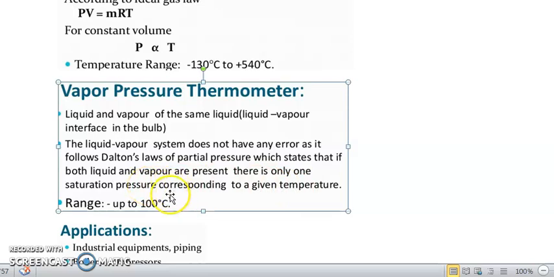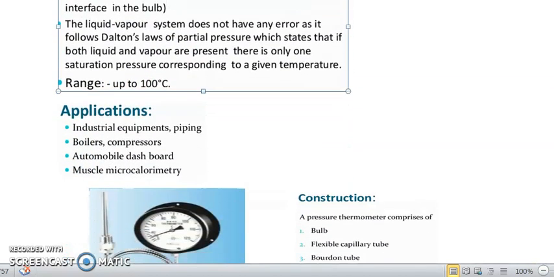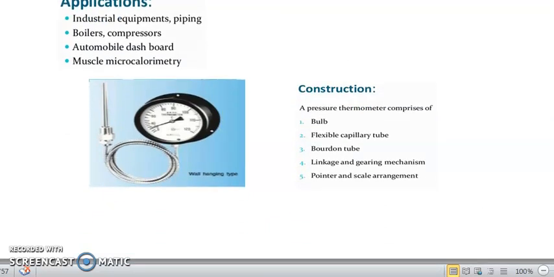So here also it shows that the pressure is directly proportional to temperature. As temperature changes, correspondingly the saturation pressure will also change. And this is the most reliable pressure thermometer, which is used up to the range of 100 degrees Celsius, and its applications are industrial equipment, piping, boilers, compressors, automobile dashboards, and many others. Okay. Now, how does it look?